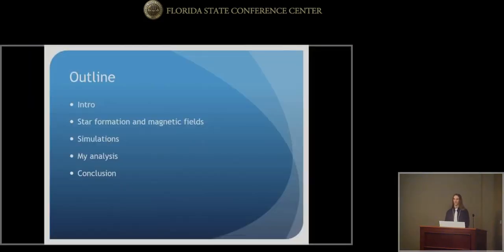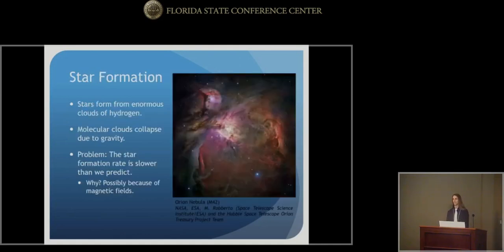So here's a brief outline of how my talk is going to go. First, I'm going to tell you about star formation and give you some background on magnetic fields. Then I'm going to talk to you a bit about computational physics simulations. And then I'll present my analysis and my results and give you a conclusion. So first off, let's talk about star formation.